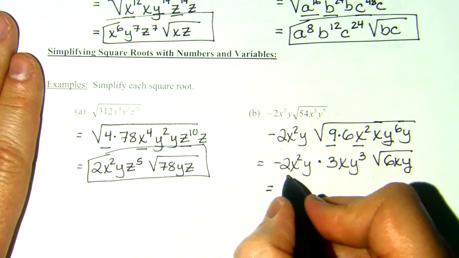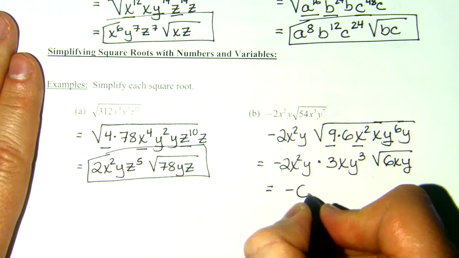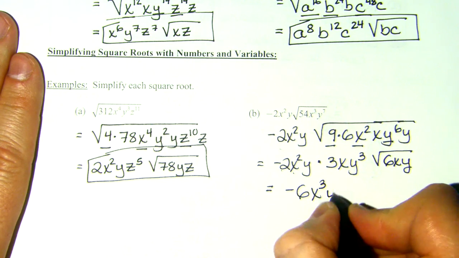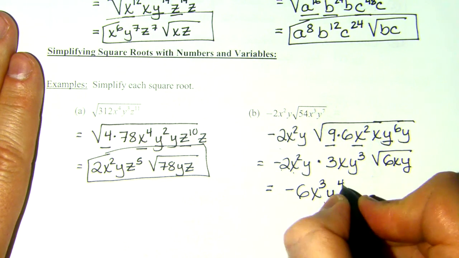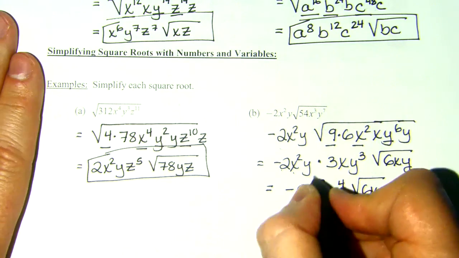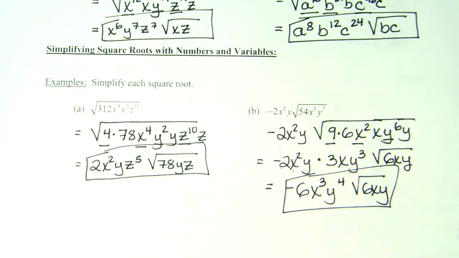Outside now, I'm just going to multiply. Negative 2 times 3 is negative 6. X squared times x is x to the 3rd. Y times y to the 3rd is y to the 4th. And inside, we get square root 6xy.